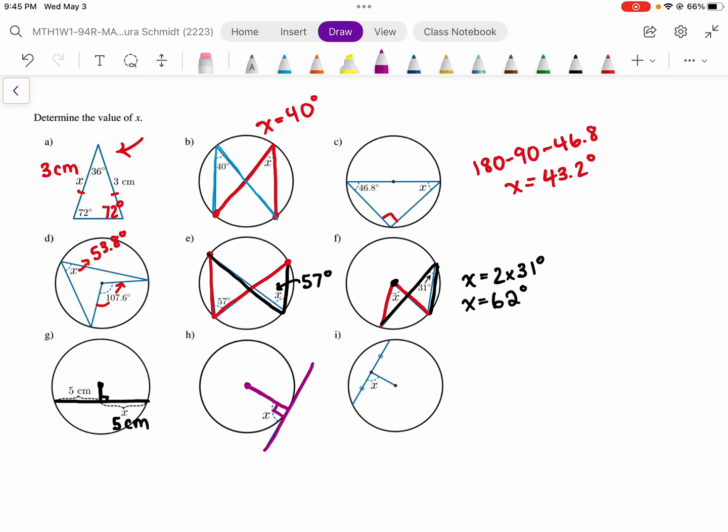And then this one also, this is that theorem where if you have a chord, if you have a perpendicular from the center, it always cuts the chord in half. And since it did cut the chord in half, then we know that x must be 90 degrees. But yeah, I don't know if you really need those 3 at the bottom there. But that's how you do them all.